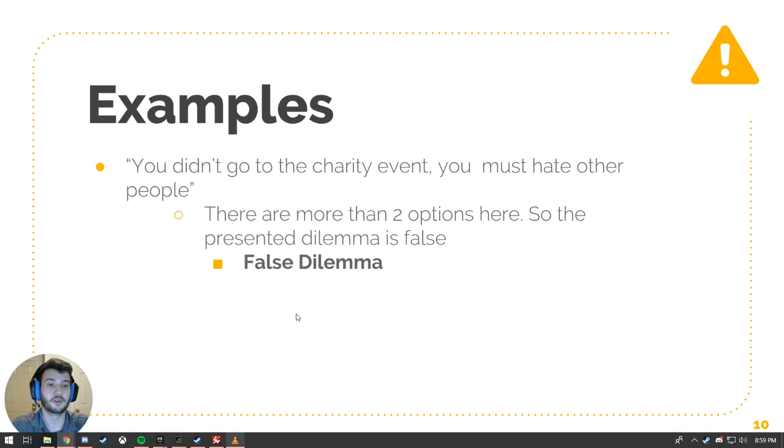A false dilemma. You didn't go to the charity event. You must hate other people. There are more than two options here, so the presented dilemma is false. There could be a million reasons why you didn't go to that charity event. Maybe you were volunteering at a homeless shelter. Maybe you were at another charity event. If someone were to say this to you, that would be a false dilemma because there are unlimited reasons why you weren't there, and she's only presenting two of those. So that's a false dilemma, and that's a fallacy.